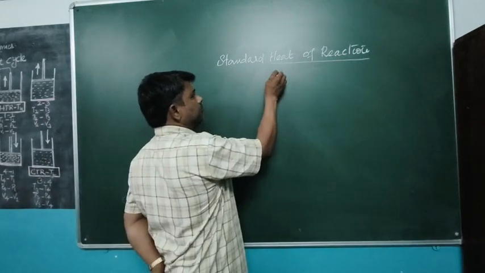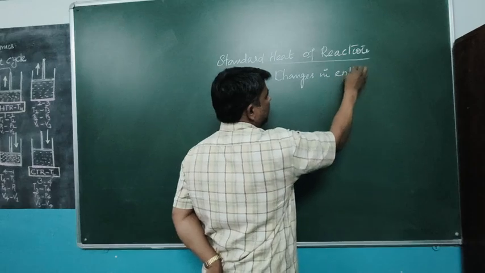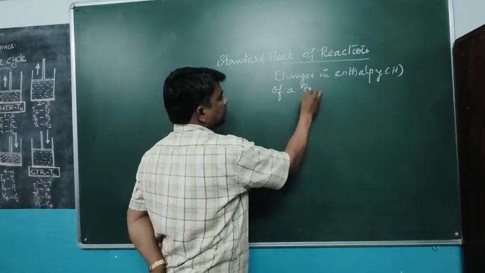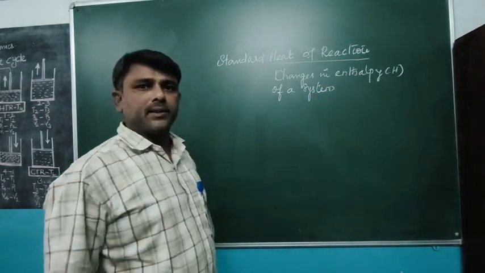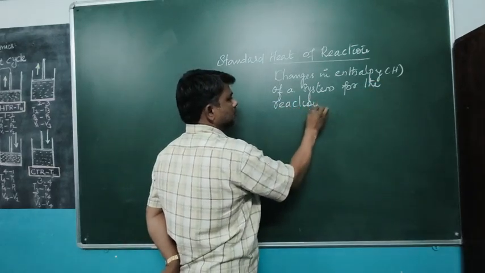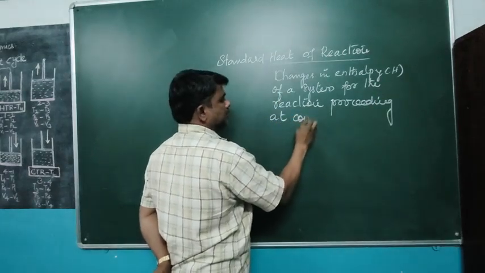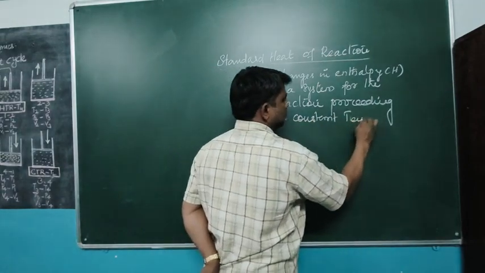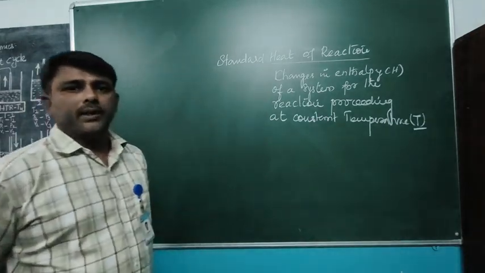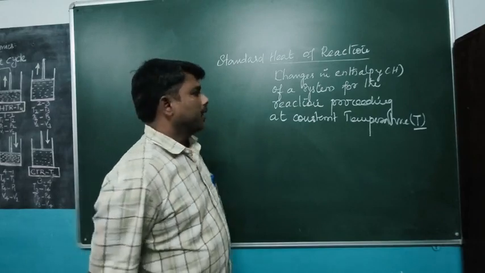Heat of reaction is nothing but the change in enthalpy of a system for the reaction proceeding at constant temperature T. So heat of reaction is the change in enthalpy of a system for the reaction proceeding at constant temperature T.